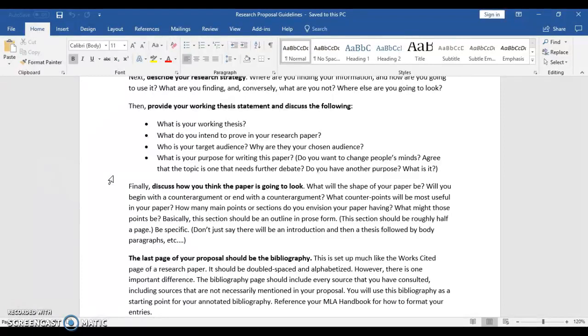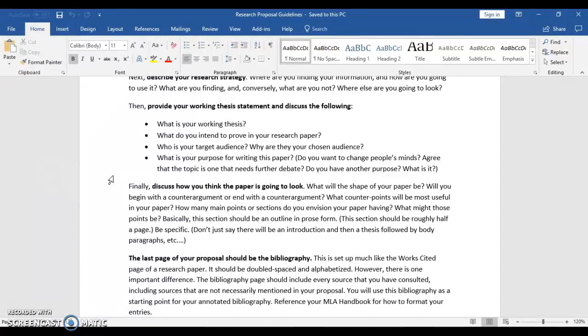And then finally, I want to know how your paper is going to look. Again, this could be pretty short, probably just a quick paragraph. But how do you plan to build this thing so that it's most successful with your audience and successful in doing your purpose? So be as specific as possible with this. Give me an idea of what your points might be.